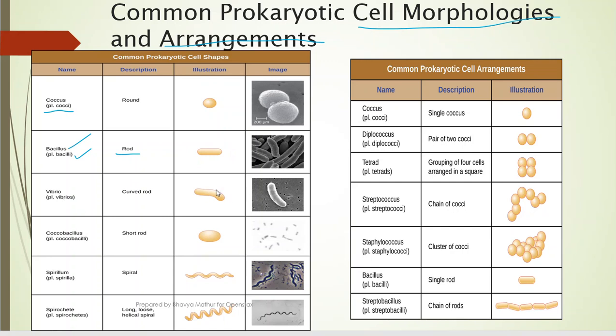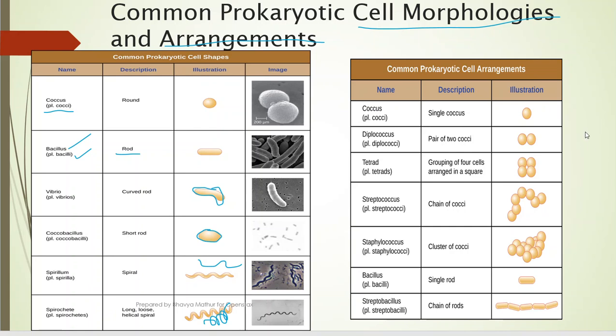Vibrio is a curved rod. This is like the disease-causing organism for cholera. Cocobacillus is somewhere between a round spherical coccus and a rod, so they give it a name between the two. This guy is the spirillum. He's more wavy like this, whereas the spirochete is more corkscrew shaped. That's the best way, I think, to keep these two guys apart.